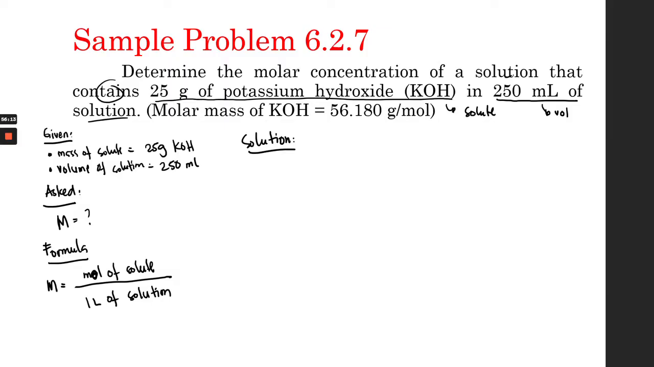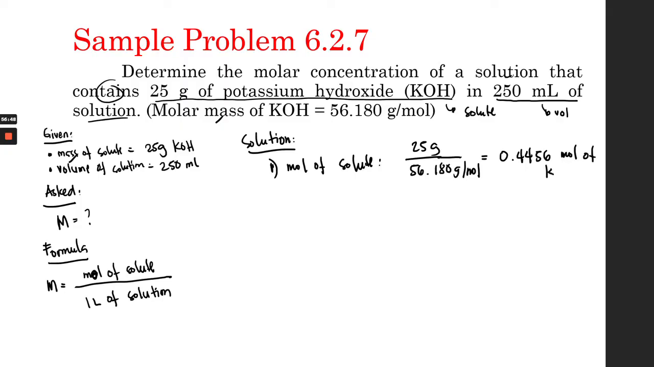Okay, first we have to get the moles of the solute. In order to get that, they gave us the mass and the molar mass of the solute. So we have 25 grams divided by 56.180 grams per mole, and that yields 0.4456 moles of potassium hydroxide.